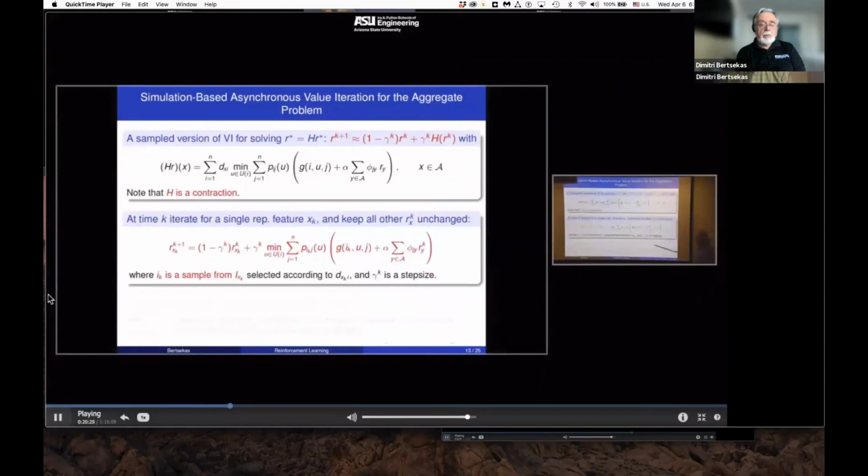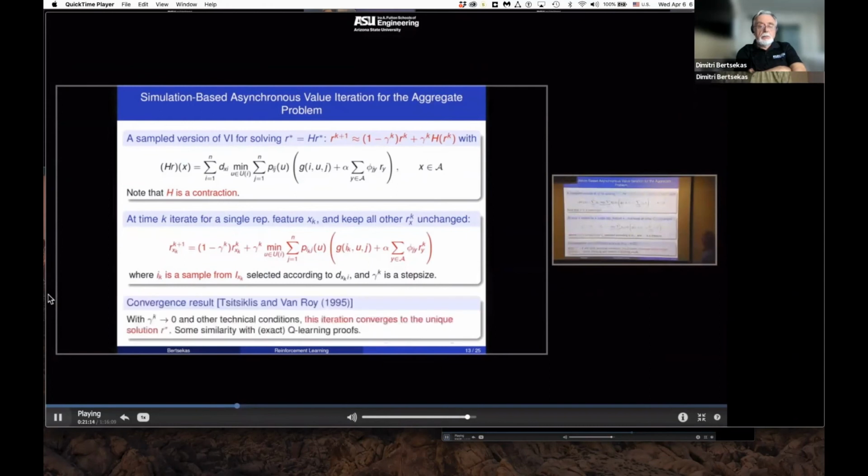Okay, so here's how this works. Instead of computing an expectation, we just sample this. We sample, and at time k, we iterate for a single representative feature. We pick a representative feature at random, x k, update the cost estimate of that using this interpolation formula, and we keep all the others unchanged. Now, i k here, okay, we need an i k. i k here is a sample from the footprint of x k. And it's selected according to the disaggregation probabilities.